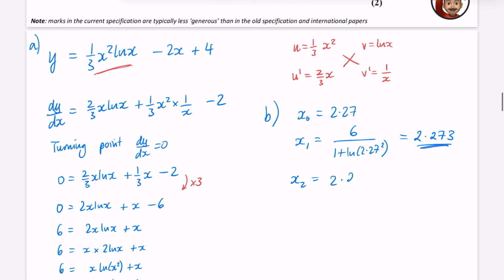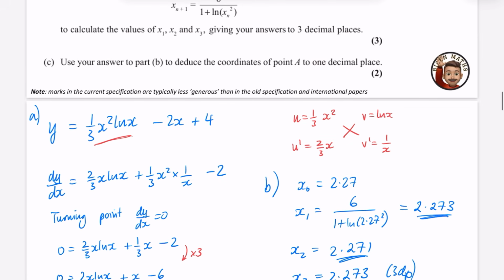I then get 2.271. This is to 3 decimal places, and it wanted one more, so I'll press the equals button once again. That is 2.27253. In other words, 2.273 to 3 decimal places is, I believe, what it asked for. Yep. And then it says, use your answer to part B to deduce the coordinates of point A to 1 decimal place. Oh, coordinates. Okay, 2 marks.